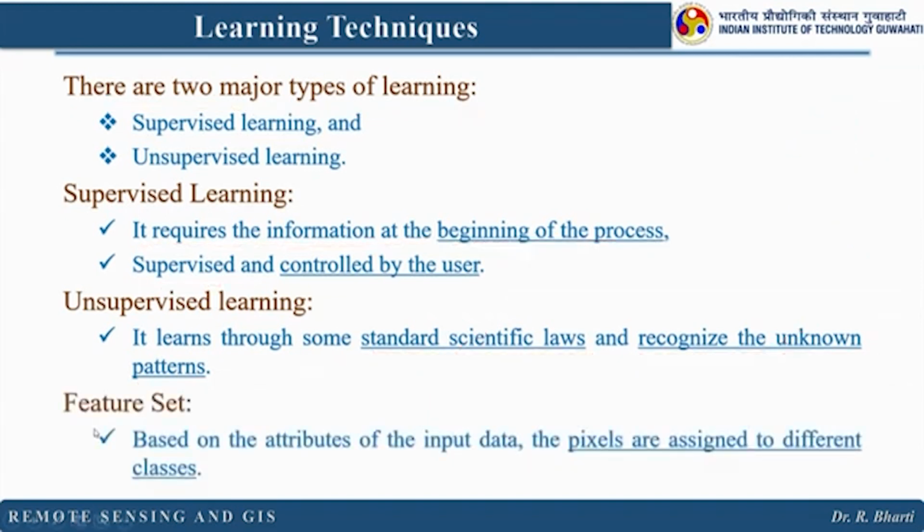Next one is feature set. Based on the attributes of the input data, the pixels are assigned to different classes. So this is the third category where we provide information about the features. So what is the shape, size and dimension of this particular object, and if the method identifies similar information in the image, then that will be grouped into that class, right? Based on the attributes of the input data, the pixels are assigned to different classes. This is what feature set means.